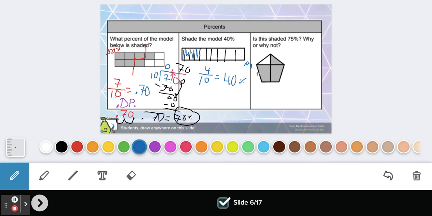And now the last thing that I'm showing you here is, is this shaded 70%? Why or why not? It is not, because as I emphasized before, I need equal pieces. This is not equal pieces, so this is not 70%. I cannot figure that out at all. It needs to be equal pieces.